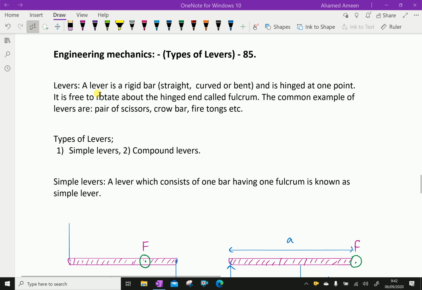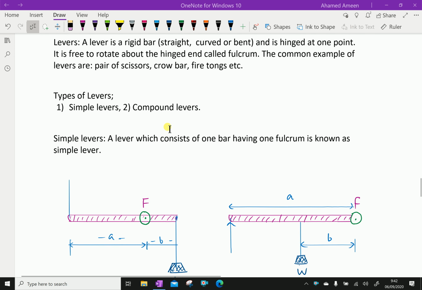In engineering mechanics, let us discuss types of levers. A lever is a rigid bar, which may be straight, curved, or bent, and is hinged at one point. It is free to rotate about the hinged end called the fulcrum. Common examples of levers are a pair of scissors, crowbar, fire tongs, etc.